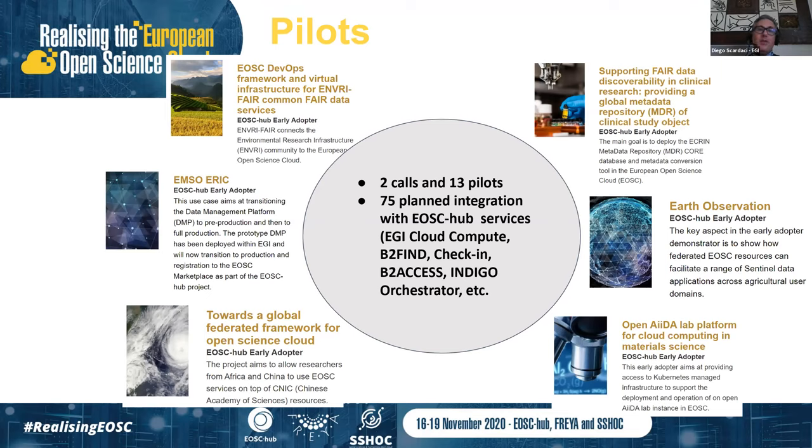Going quickly through the list, we have the EOSC DevOps framework and virtual infrastructure for ELIXIR Common FAIR Data Services. This is a pilot coming from one of the cluster projects funded by the European Commission, the EMBRC-ELIXIR cluster project, which is testing some services of the EOSC. Then we have EMSO ERIC, which is working on transitioning the data management platform they developed in the context of their activity to pre-production, and then to full production. Then we have Towards a Global Federated Framework for Open Science Cloud, a pilot that involves researchers from Africa and China using services on top of the SANSA Earth Observation resources. Then we have Supporting FAIR Data Discoverability in Clinical Research, a pilot from EQUINOX that will be presented today, related to deploying on EOSC a metadata repository, a core database and some metadata conversion tools.